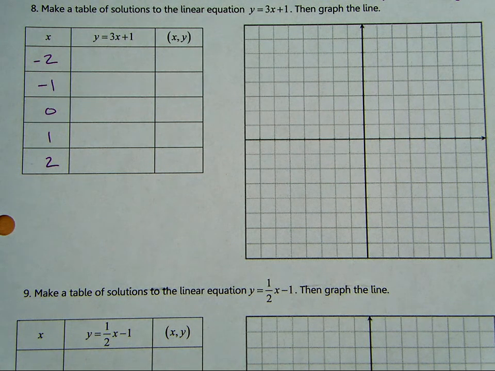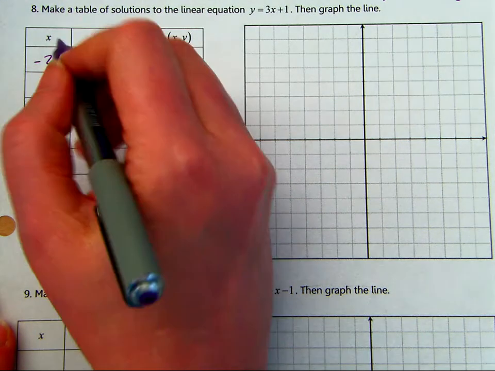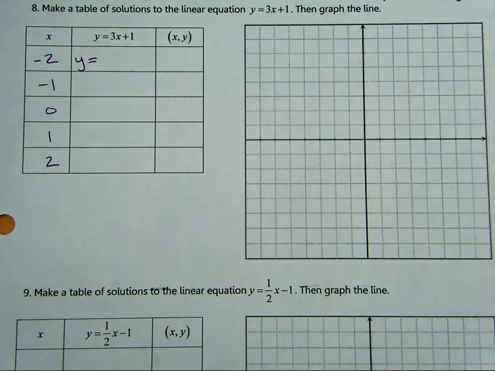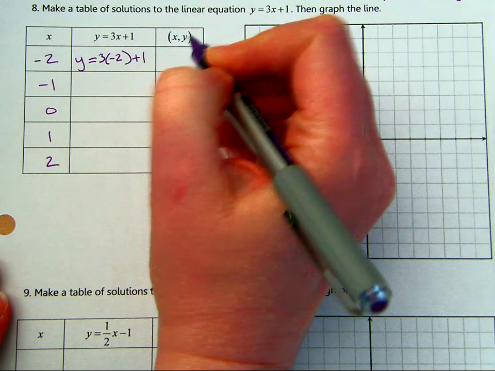Okay, so these are x values, and we're making a table. So in the middle, we're going to calculate our y. So we take our x, we plug it in, and we get our y. So y equals 3 times x plus 1. We need to do 3 times -2 plus 1.